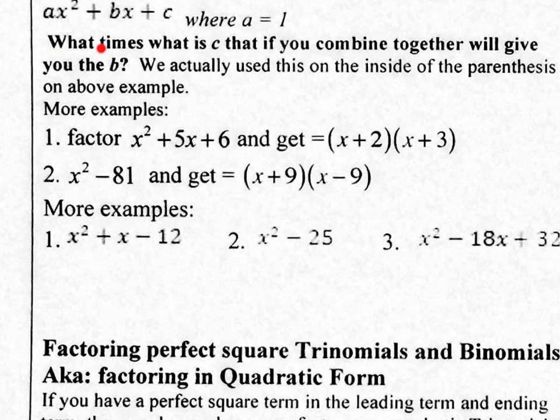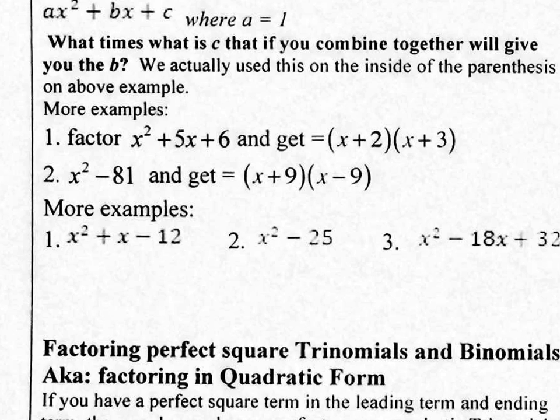You think, what times what is C that if you combine together will give you B? In other words, what times what is this last number C that if you add together gives you B? All right? So let's take a look at number 1 right here, this example it's done for us. What times what is 6 that if you add together gives you 5?